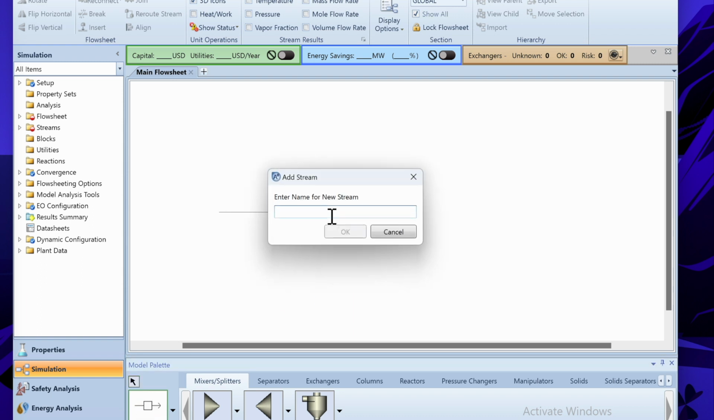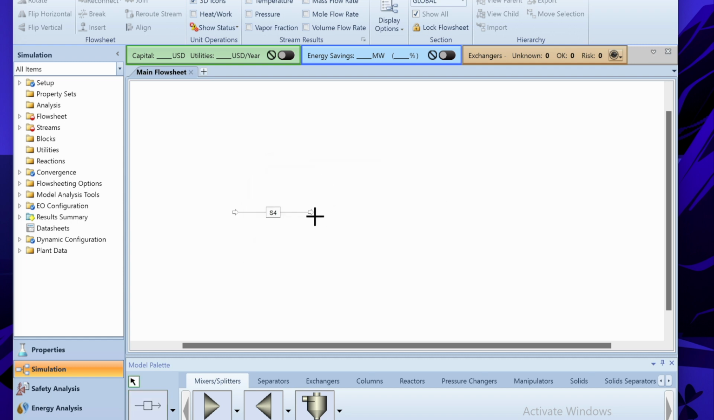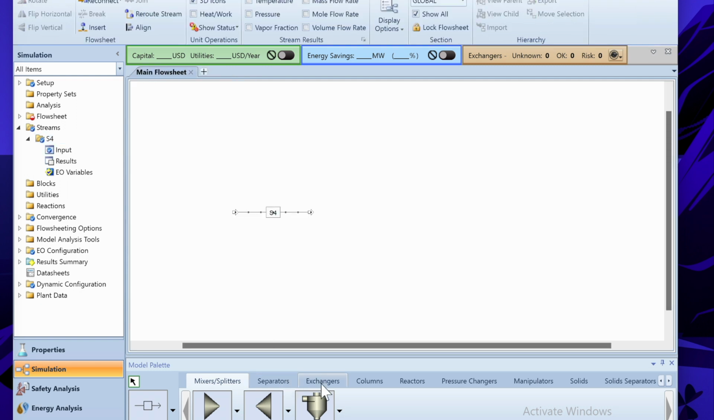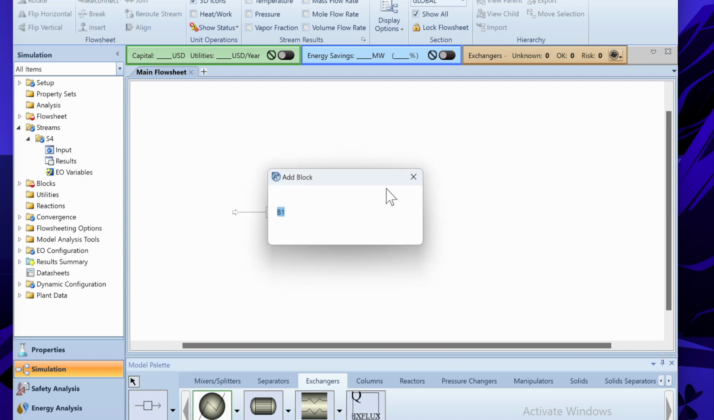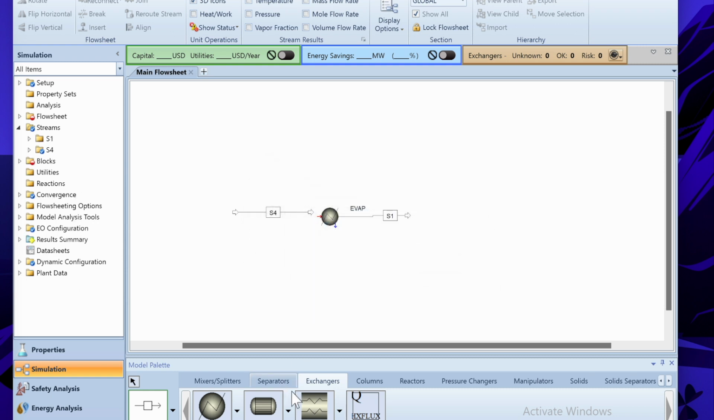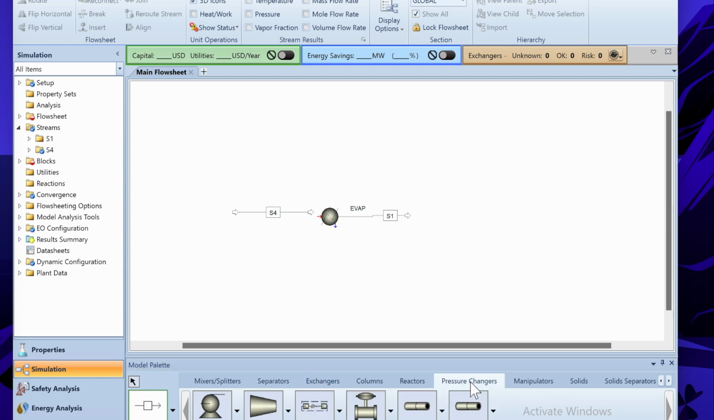First part is your S4 stream. We can input that it is coming in at 25 degrees Celsius and 1 bar pressure. The mass flow rate is given, that is 1000. Then it is sent to the evaporator, and then it is compressed.